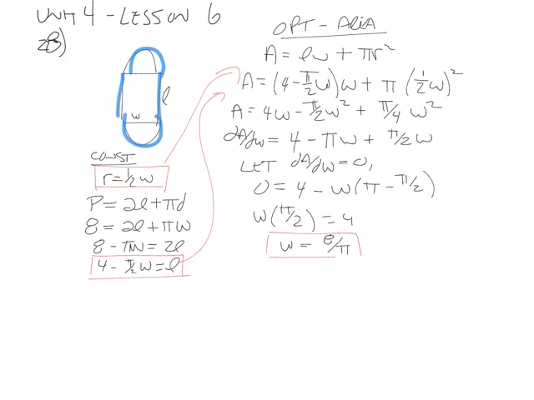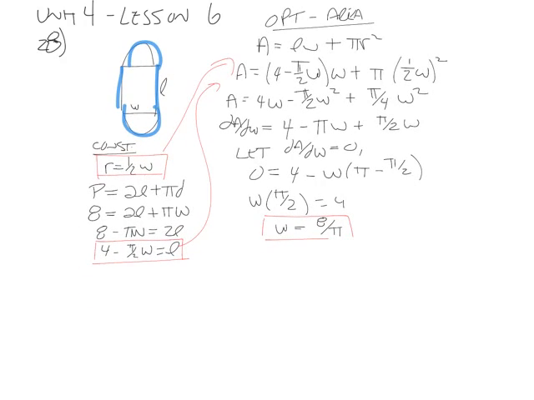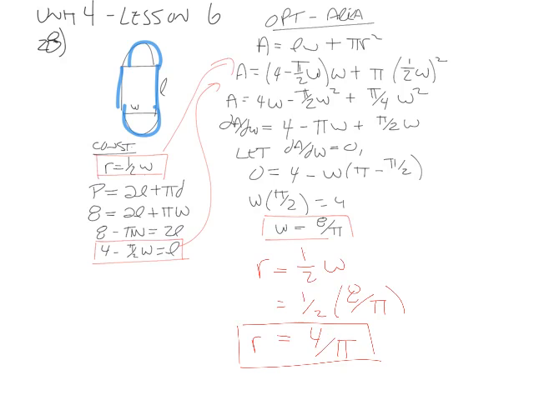If that is the case, then my radius would equal 1/2 W, which would be 1/2 of 8 over pi, which would be 4 over pi. So the radius is going to be 4 over pi. And if we take it one step further and check what our length is going to be, we'd substitute that value in. So we'd have 4 minus pi by 2, times 8 over pi, equals L. Pi's would cancel, and we'd end up with 4 minus 4 equals L.